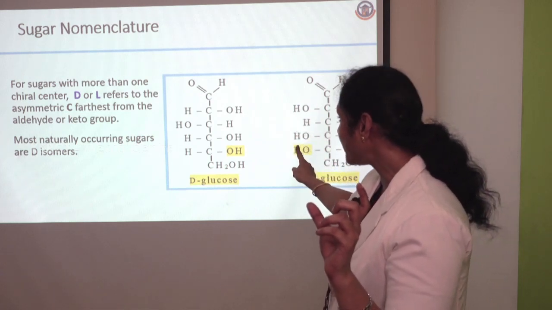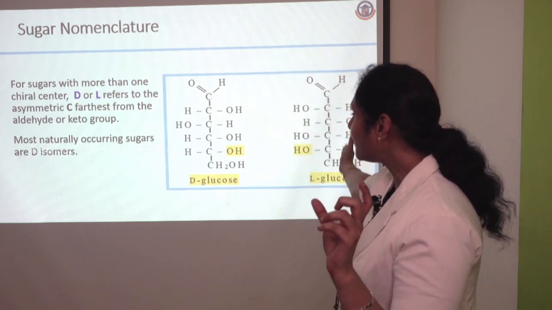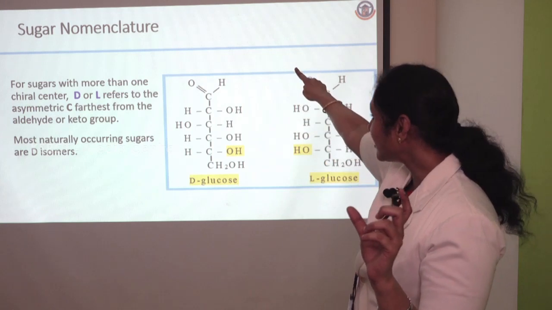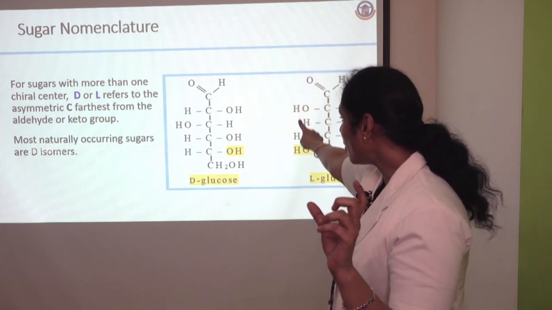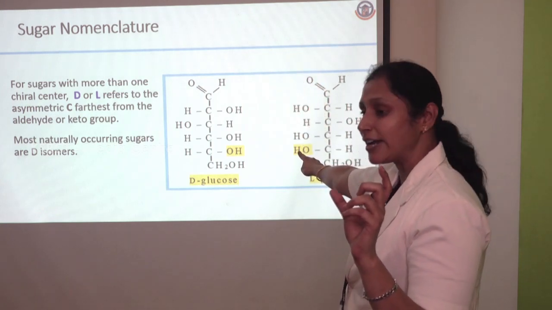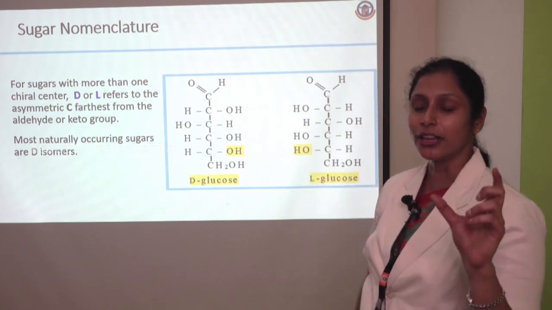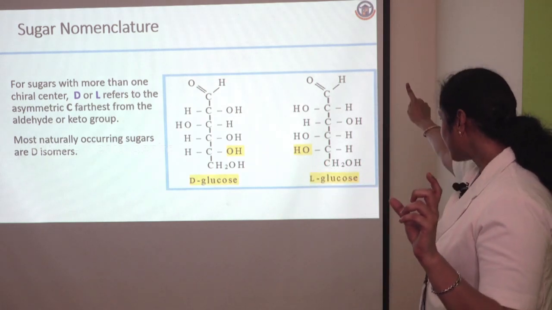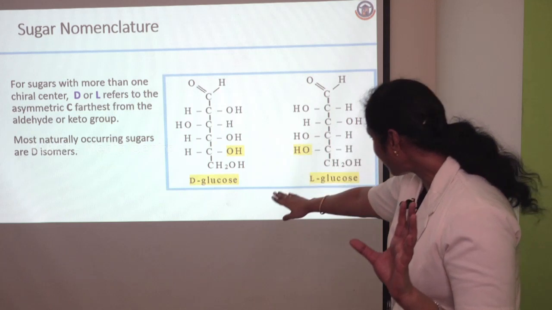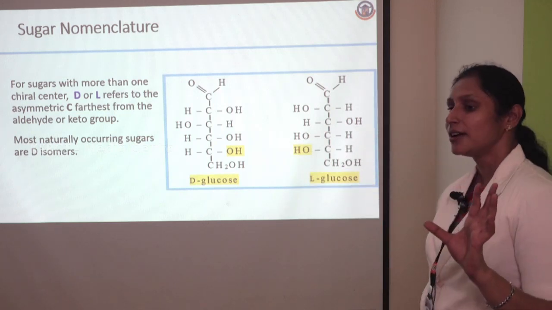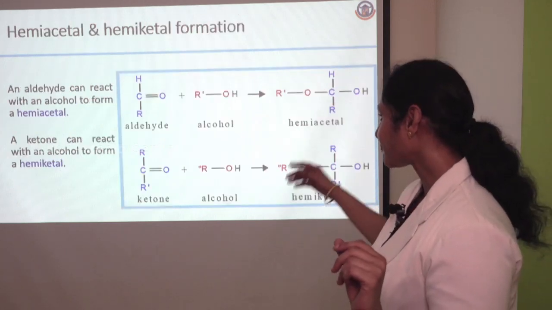If the OH group is present farther away from the carbonyl group, that is, the first is the carbonyl group, the OH group on the 5th carbon atom, if it is on the right hand side, we call that D-glucose. If the same OH group is present on the left hand side, we call that L-glucose.